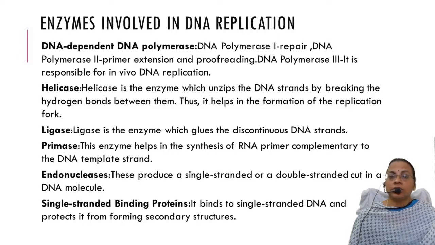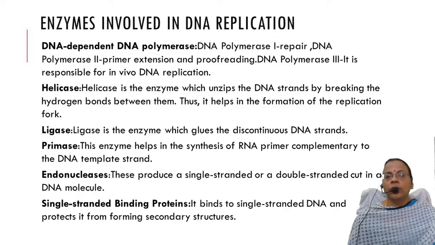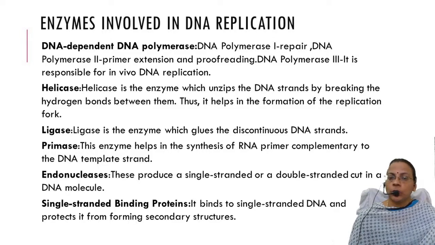And as I already said, helicase is the enzyme which helps in unzipping the DNA strand. How are the DNA strands unzipped? By breaking the hydrogen bonds between them. Thus it helps in the formation of the replication fork. And since this unwinding results in a recoiling tendency, one more enzyme is there, called topoisomerase. In prokaryotes, the same enzyme has another name, called gyrase.